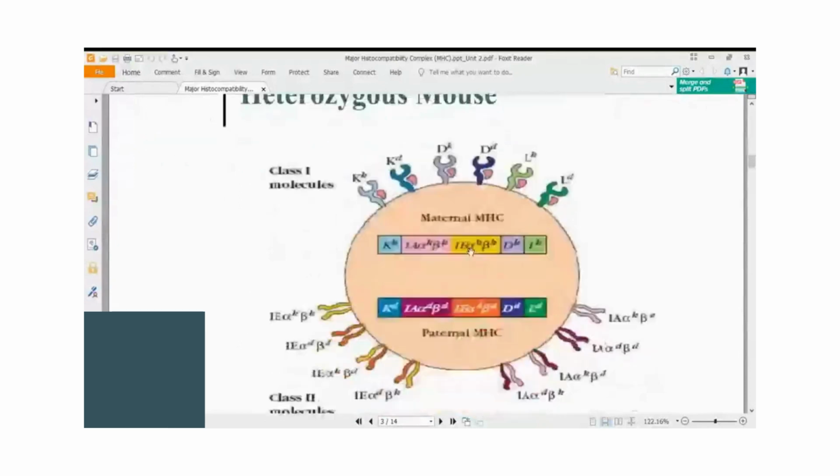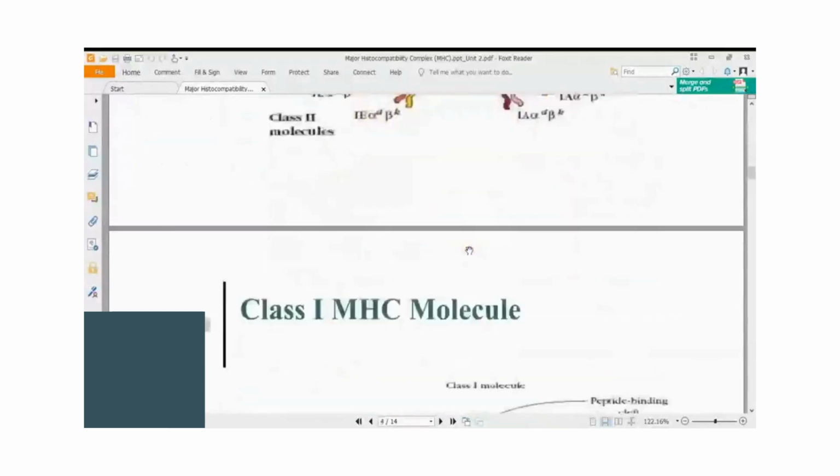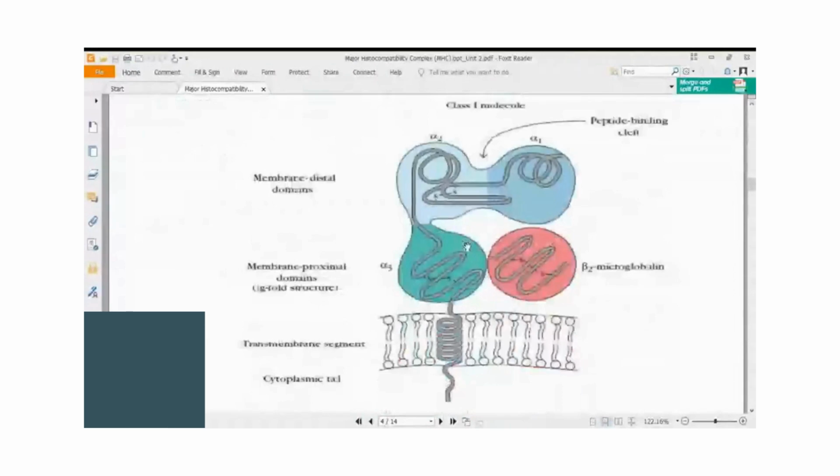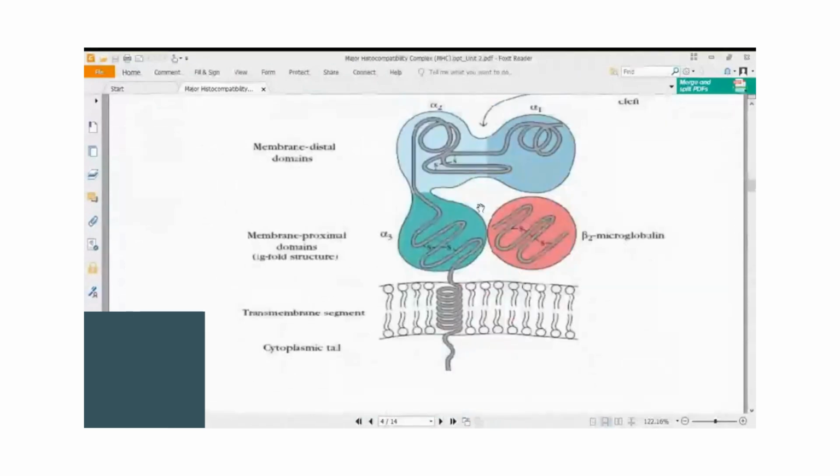Six haplotypes will be expressed at any given time, and all these six haplotypes are the tissue markers of that person. Okay. Then the class 1 MHC, in fact, has other characteristics. What are the other characteristics?